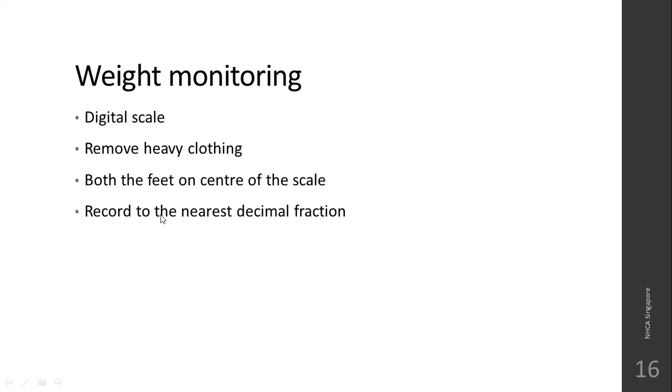So weight monitoring, how to do it: a digital scale should be used. If the child is wearing heavy shoes or heavy clothing like sweaters, remove that. Both feet of the child should be on the center of the weighing scale, and the child should stand straight. When you are recording the weight on the digital scale, decimals also have to be considered. The nearest decimal fraction has to be considered. If the decimal is less than 0.5, go to the lower number. If the decimal is more than 0.5, go to the larger number. So this is how you do the weight monitoring.